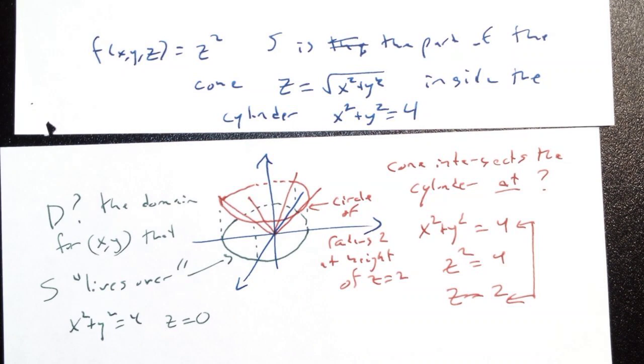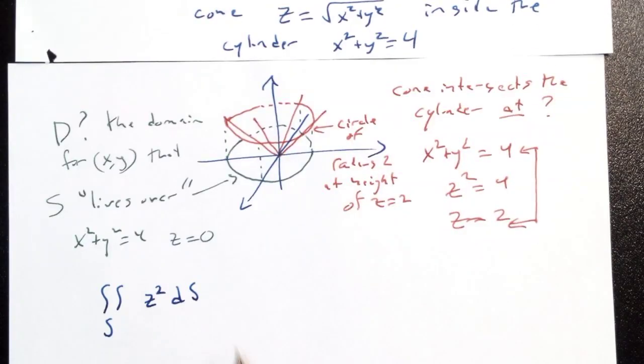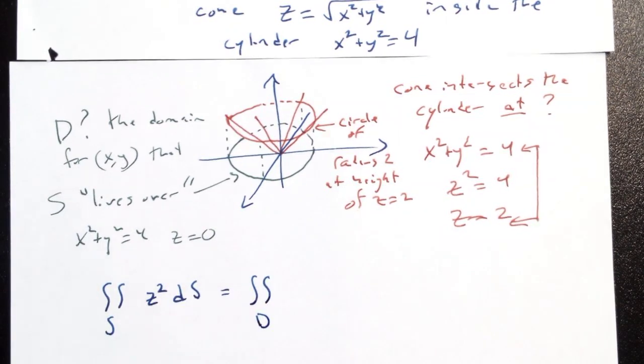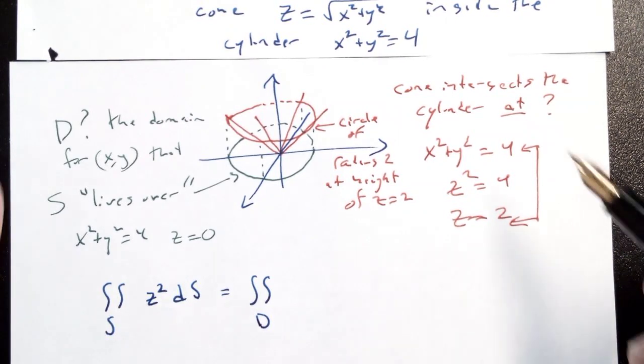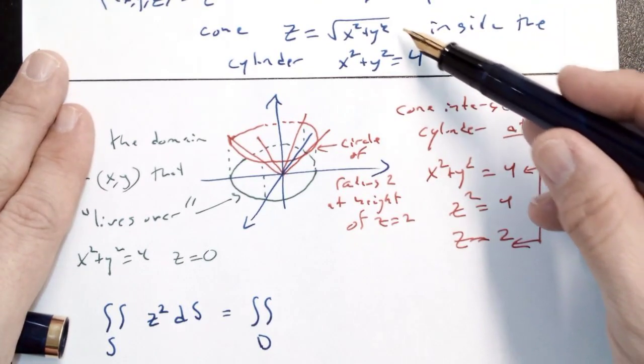My surface is contained inside this circle. So what am I doing when I do this integral? When I go to do the integral of f dS, the double integral over the surface of z squared dS, it now becomes an integral over the domain D of what? Z gets replaced by the surface equation. The surface equation is the cone.